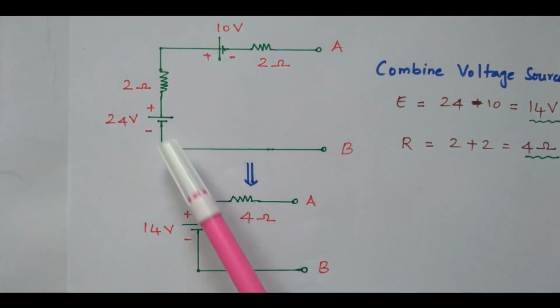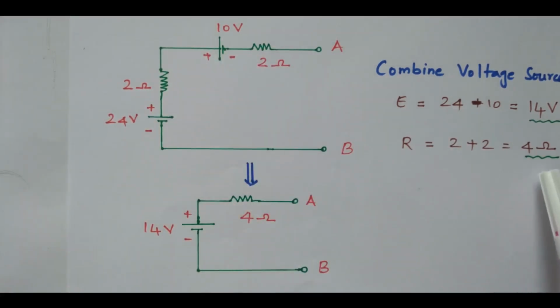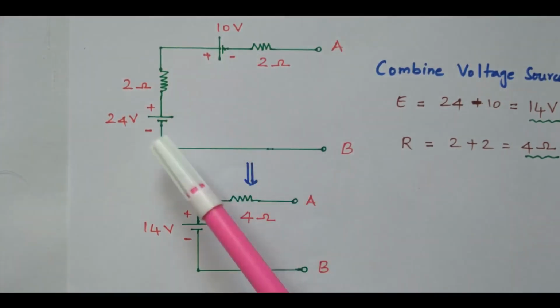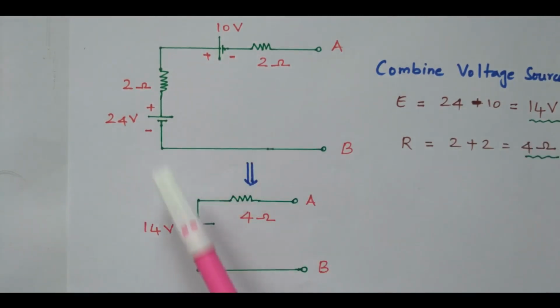What is the resistor? These two resistors are connected in series, so 2 plus 2, 4 ohm. The resultant resistor will be 4 ohm. So these two voltage sources are connected in reverse direction, so 24 minus 10 is 14 volts. These two resistors are connected in series, so 2 plus 2, 4 ohm. So this is the final value, the simplified diagram. Two current sources and one voltage source are now converted into a single voltage source and a single resistor.